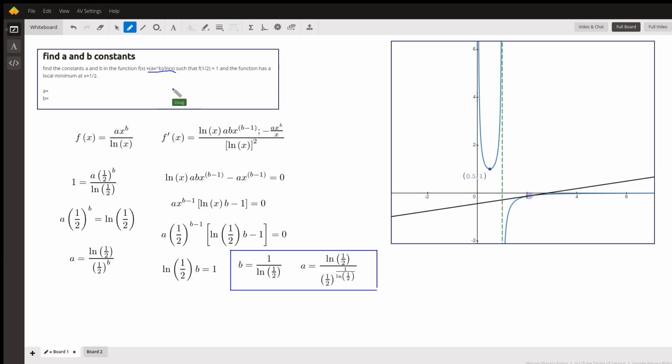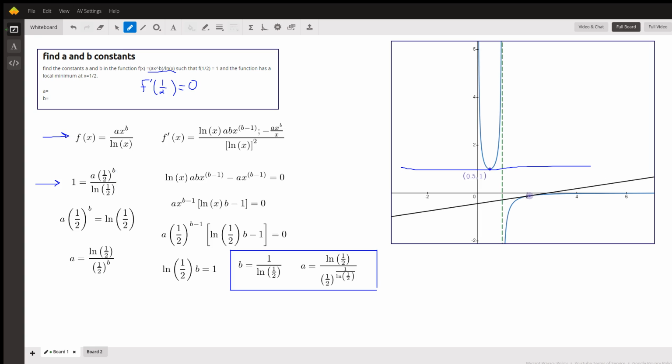Well, that's the same as telling you that f prime of 1/2 is equal to 0. We've got a horizontal tangent line at that point. So to find a and b, we need two equations where a and b are involved. So if this is f of x, f of 1/2 equals 1 means that if you put 1/2 in for x, you get a result of 1. So there's your equation right there.